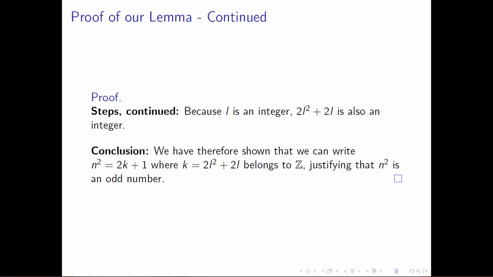And at that stage, I've done exactly what I said. I said I was going to write n squared as 2k plus 1, where k was an integer. If I take k to be 2l squared plus 2l, then I've done just that. According to my work on the previous page, I've written n squared as 2k plus 1. We've shown that n squared is 2k plus 1 for k equal to 2l squared plus 2l. And that justifies what we wanted to show. At that point, we said we were going to start with one thing. We said we were going to end here. We've shown that we're there. We're done.